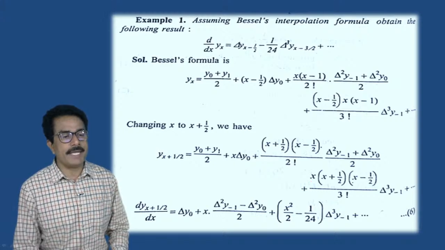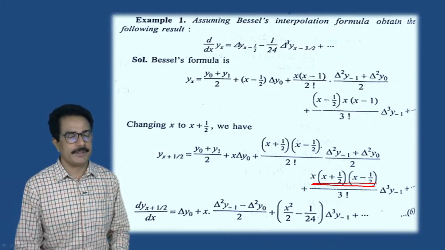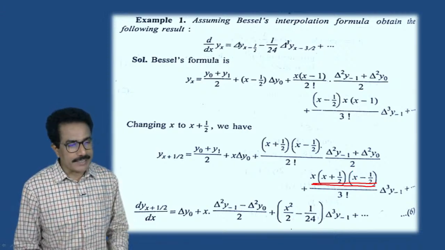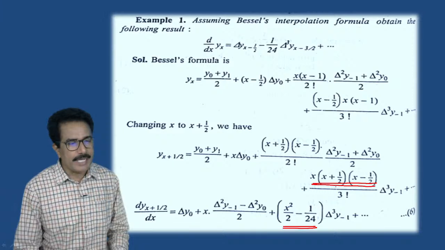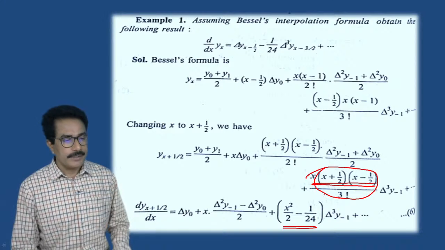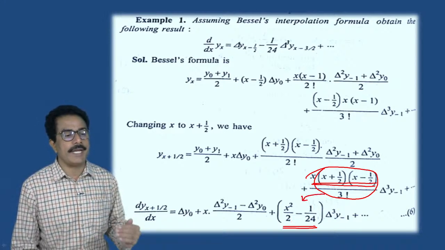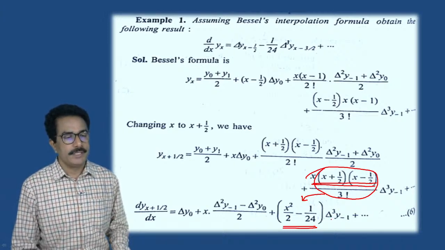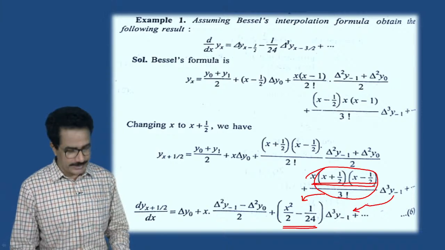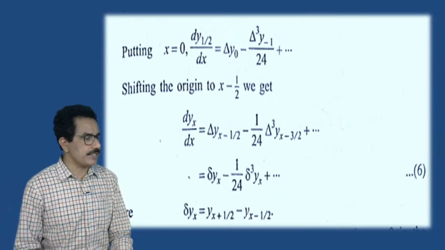Similarly, you can multiply these 3 brackets. Do the multiplication of these 3 brackets, you get x cube. After multiplying, take its derivative. You can calculate the derivative of this total term, solve it. So the total derivative of this term is x square by 2 minus 1 by 24 delta cube y minus 1 as it is. Okay. Now putting x is equal to 0.